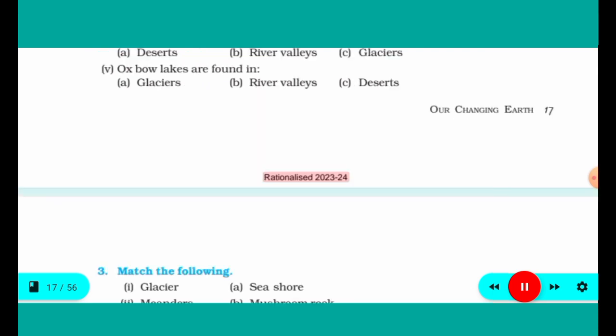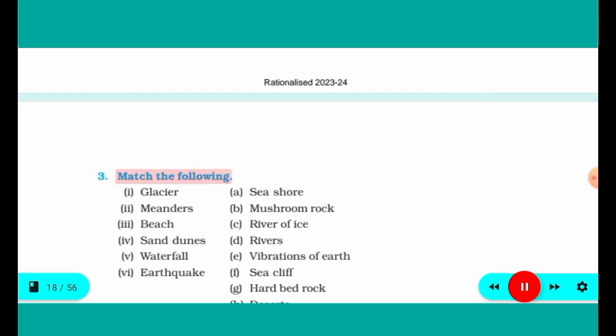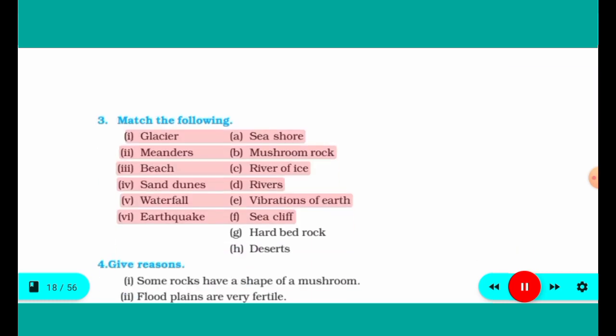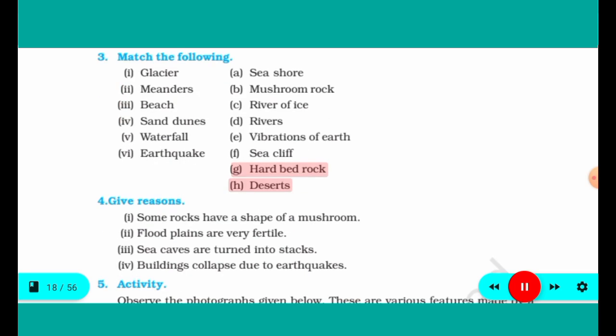C. Deserts. 3. Match the following. I. Glacier. A. Seashore. II. Meanders. B. Mushroom rock. III. Beach. C. River of ice. IV. Sand dunes. D. Rivers. V. Waterfall. E. Vibrations of earth. VI. Earthquake. F. Sea cliff. G. Hard bed rock.